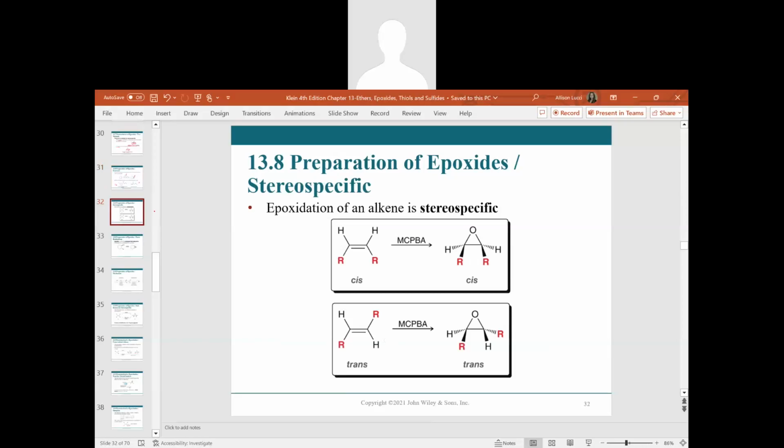You should also note that there's stereospecificity when it comes to creation of an epoxide. Whether we have a cis orientation for our alkene or a trans starting material, we will result with the same in our product. So a cis alkene becomes a cis epoxide, and of course a trans alkene would then become a trans epoxide. So take note that there is that stereospecificity with preparation of epoxides.